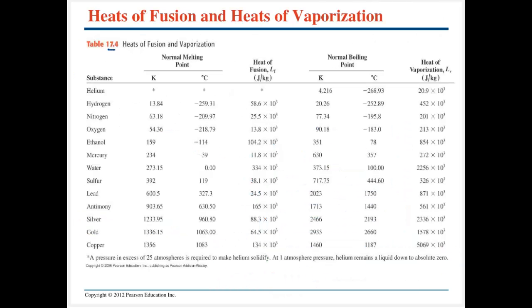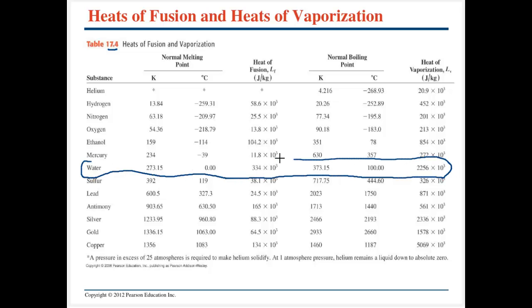So this table right here, table 17.4, shows you some of these latent heats of vaporization and fusion. I'll talk about water because that's kind of one we're mostly familiar with. So here we have the latent heat of fusion, that's the solid to liquid, and here we have the latent heat of vaporization, the liquid to gas. And you can kind of see that it takes 10 times the amount of energy to go from the liquid phase to the gaseous phase compared to the solid to liquid.